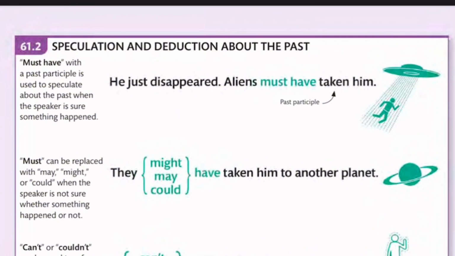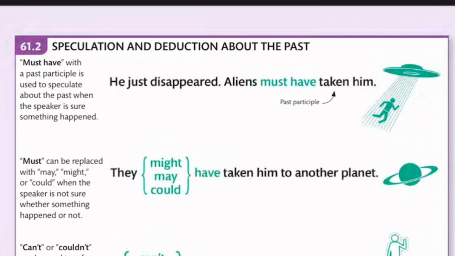Must can be replaced with may, might or could when the speaker is not sure. They might have taken him to another planet. They may have taken him to another planet. They could have taken him to another planet. You are not sure. But when you are sure, aliens must have taken him.